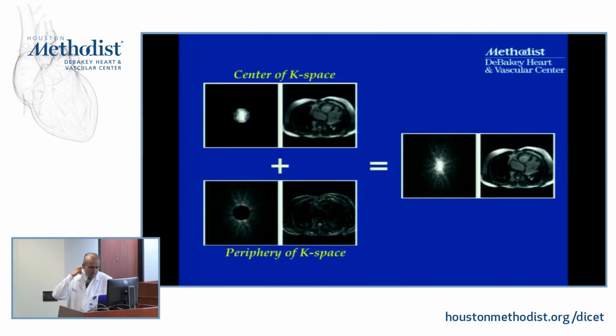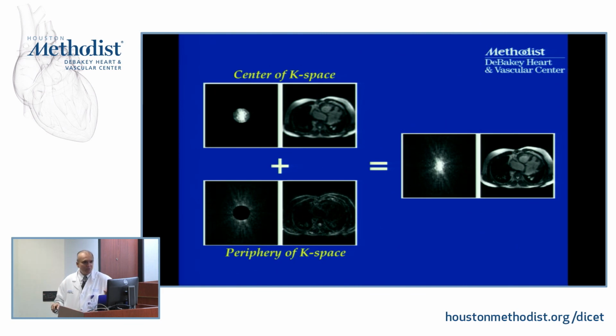In fact, there is another principle to keep in mind, which is that the center lines of K-space correspond to information about image intensity. So I could reconstruct an image using only the center lines of K-space. Or I could reconstruct an image using only the peripheral lines of K-space. And the peripheral K-space gives you information about the image details.